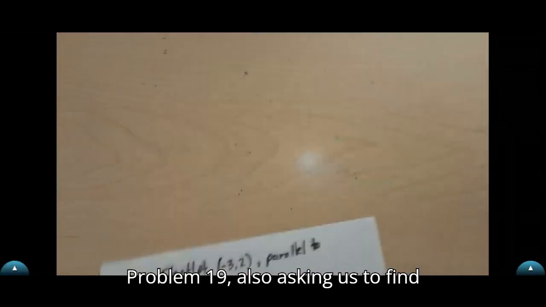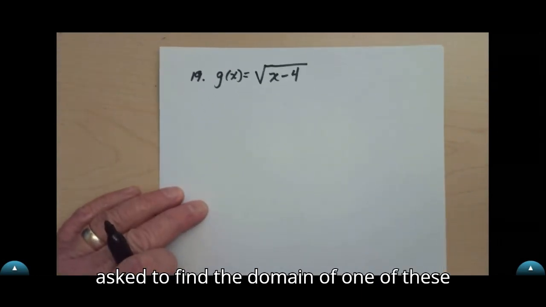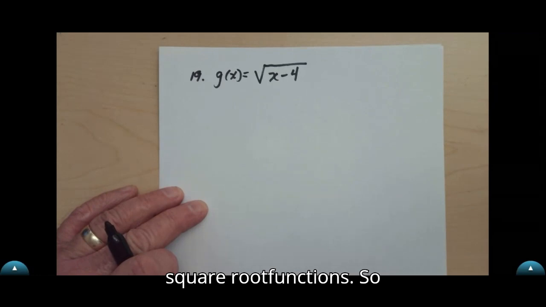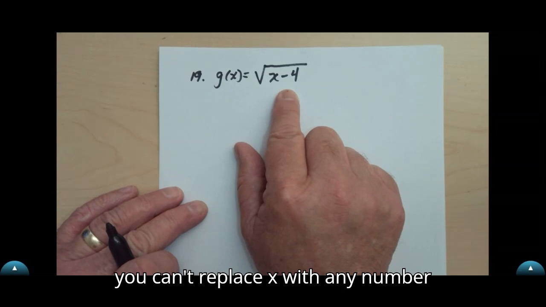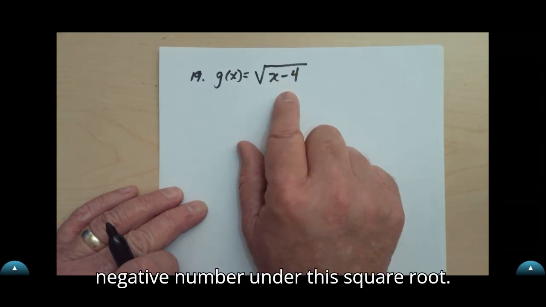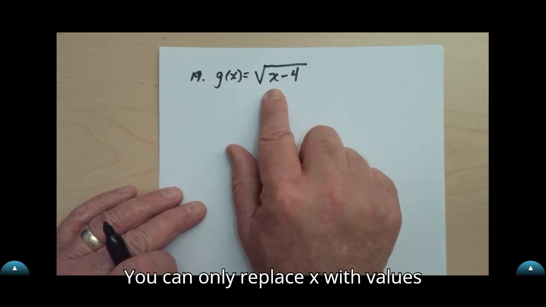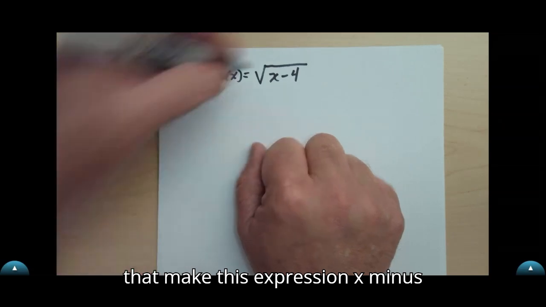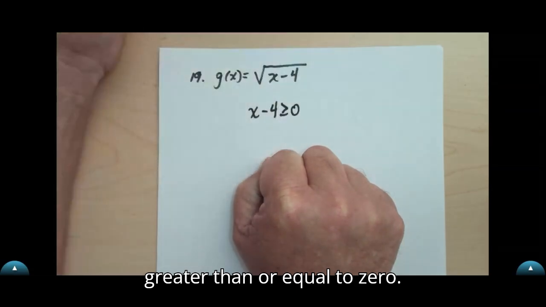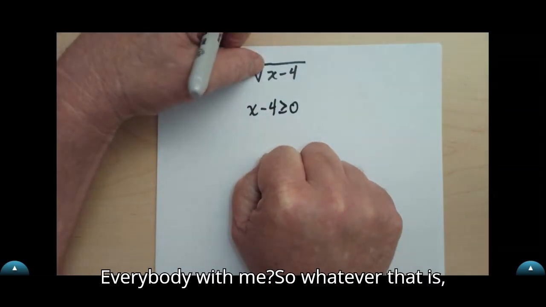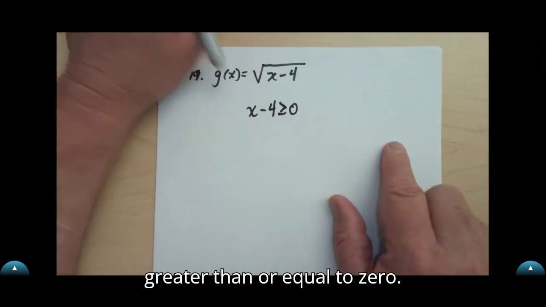Problem 19, also asking us to find the domain, but this time we're being asked to find the domain of one of these square root functions. So remember, here the trick is you can't replace x with any number that's going to cause you to get a negative number under this square root. You can only replace x with values that make this expression x minus 4 either greater than or equal to 0. Everybody with me? So whatever that is, you're just going to say whatever's under the square root has to be greater than or equal to 0.